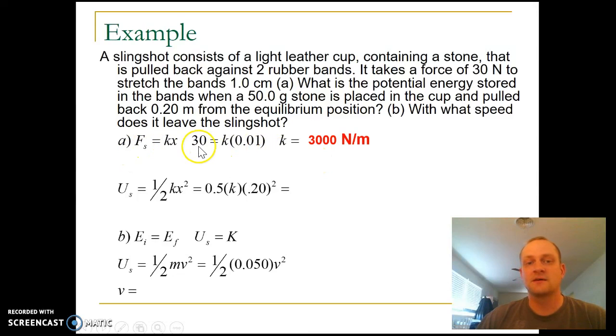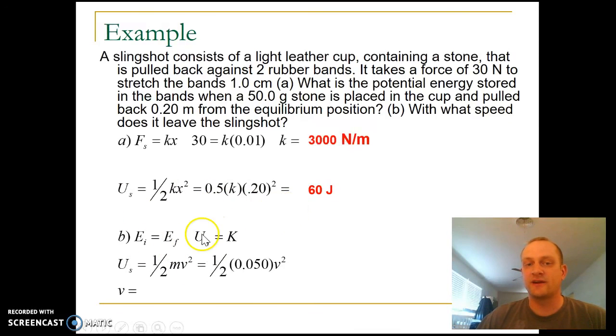So the force equals kx. I know the force is 30 newtons, to stretch it by 0.01 meters. Solve for k. K is 3,000 newtons per meter. Notice that this was in centimeters. I need to convert that back to meters to get the appropriate units for my spring constant. Now that I know what k is, I can figure out what the potential energy is. So the potential energy is 1/2 kx squared. Here's my 1/2, 0.5, times k, which is 3,000, times my new displacement, 0.2 meters squared. I store 60 joules of energy. So 60 joules of energy were stored when I stretched that by 0.2 meters.